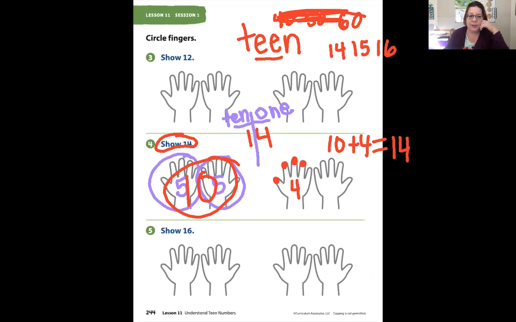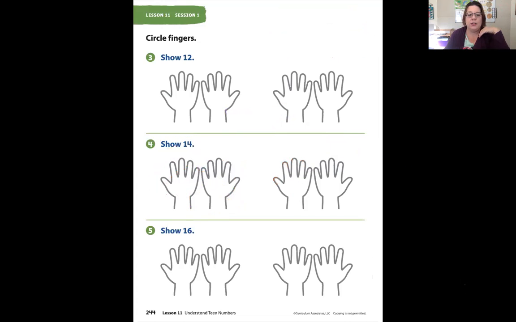All right, hopefully everybody has all of that evidence on their paper. We're going to clear those drawings. I'm going to move my toolbar up and we're going to look at showing 16.